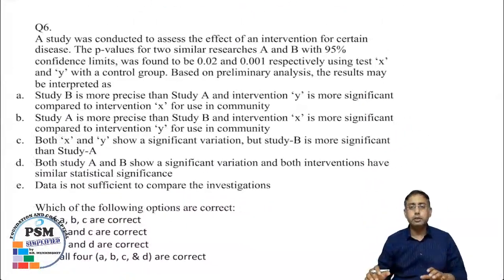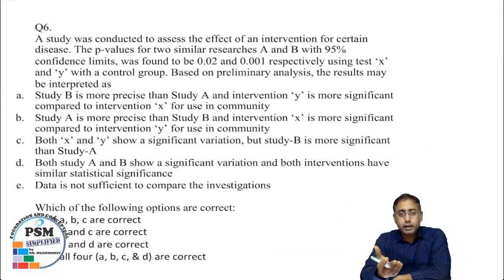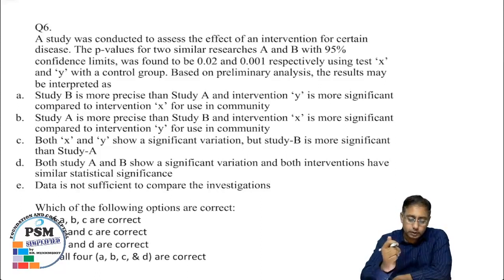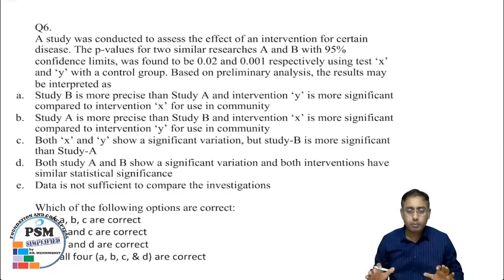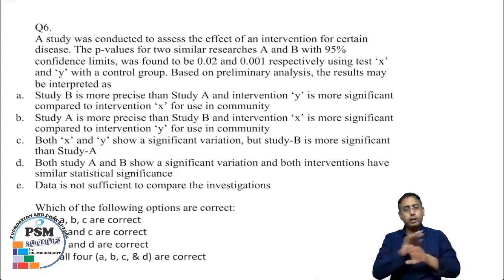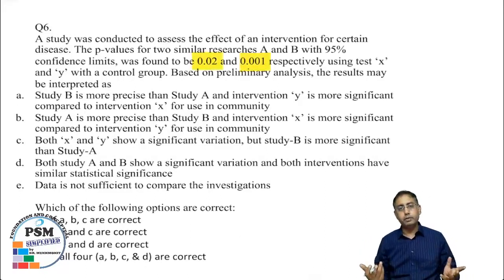Question number 6. Now this is a pretty important question. I think the maximum requests I got on social media were for this question, asking how to approach it. It was a very easy question. Just relax, think for a moment. The study was conducted to assess the effect of an intervention for a certain disease. The p-values for two similar researchers, A and B, with 95% confidence interval were found to be 0.02 and 0.01. That's the end of the MCQ. Everything is being told by these two p-values.